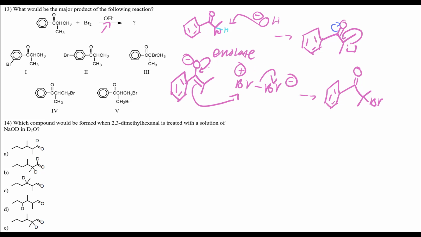Yeah, 3. So that carbon has 2 carbons on it, so it should be 3. 1 is wrong because you have the bromine in the incorrect order. 2 is wrong. I don't know how you have 2 bromines there. And this bromine is on the wrong carbon, so it has to be 3.